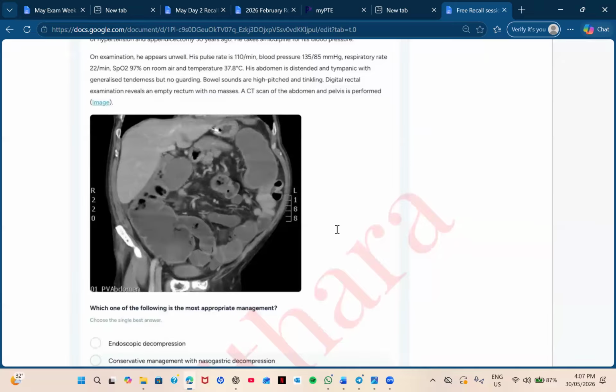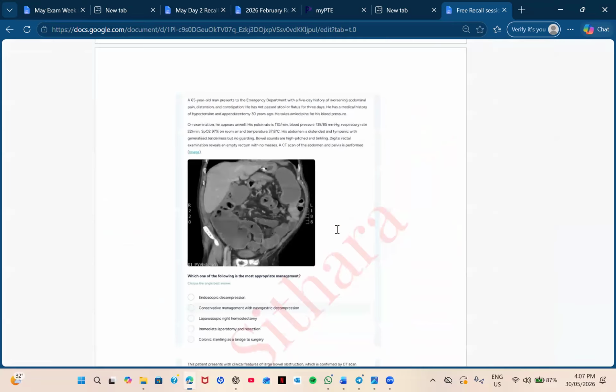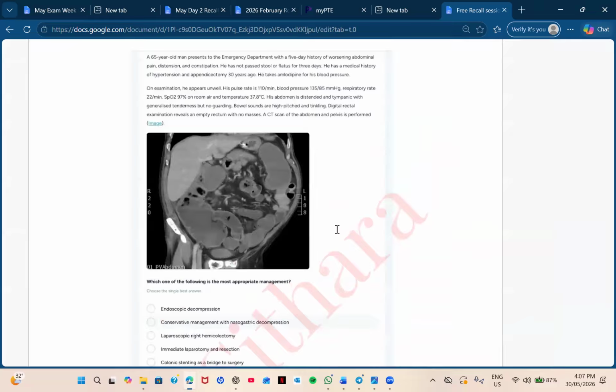So now tell me which one of the following is the most appropriate management. Type your answers in the chat, then we will discuss, doctors.